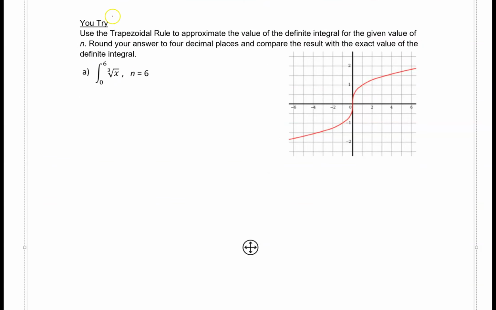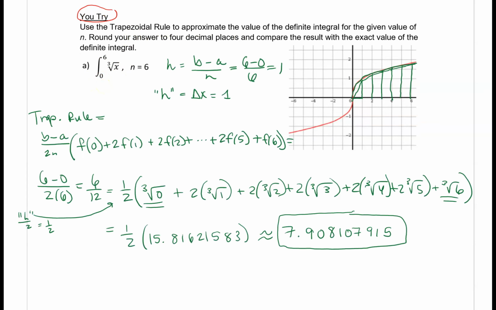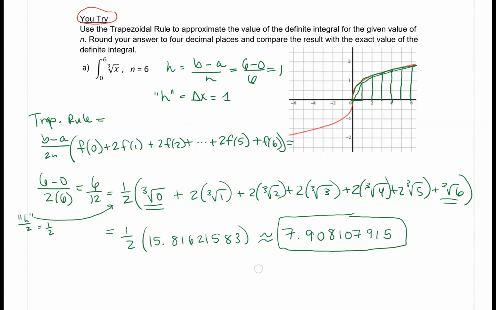Okay, now I'd like you guys to try one. Pause your video, see if you can get the correct approximation using the trapezoid rule here, and then come back and check your answer. Okay, so the approximation that you should have found using the trapezoid rule with 6 trapezoids to approximate the value of this definite integral, which again is missing a dx, should have come out to be about 7.908107915.